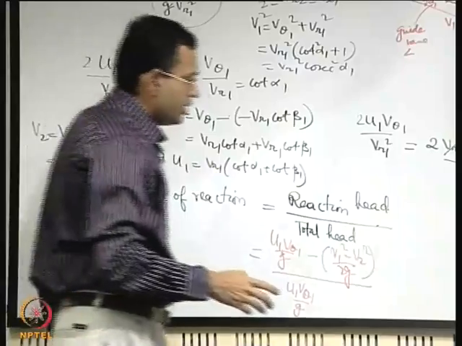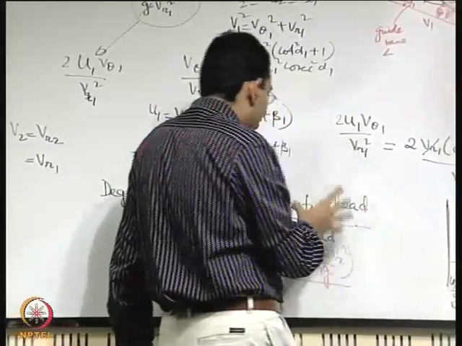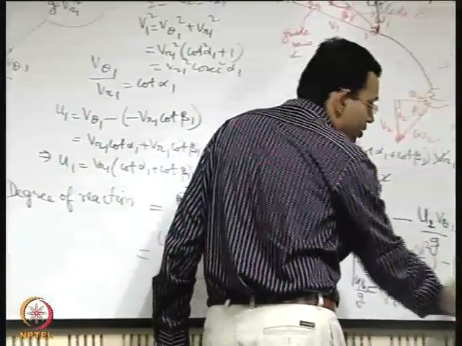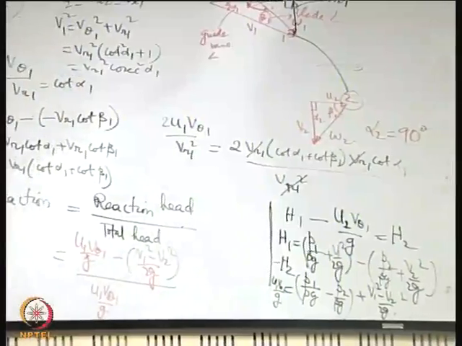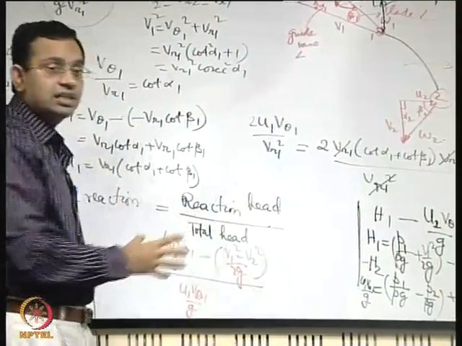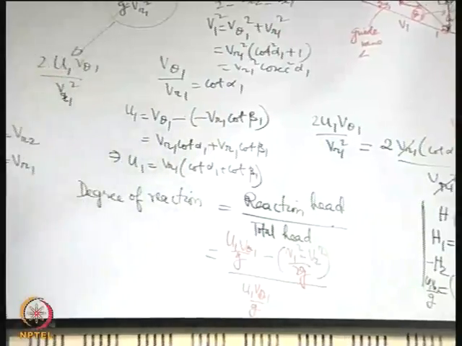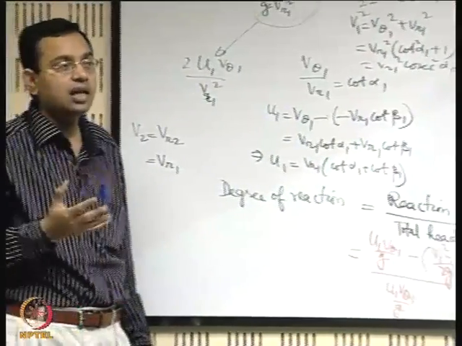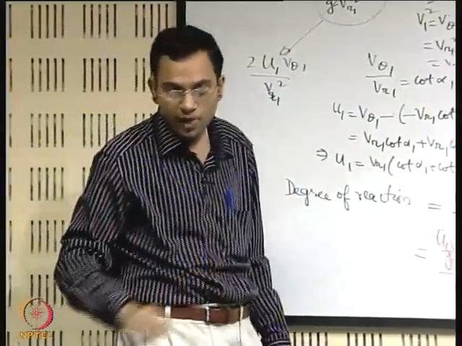So you can see that you will never have V1 equal to V2, and therefore you will never have a situation when the total head is the reaction head. So the degree of reaction is always less than 1. Therefore, no reaction turbine is fully a reaction turbine.